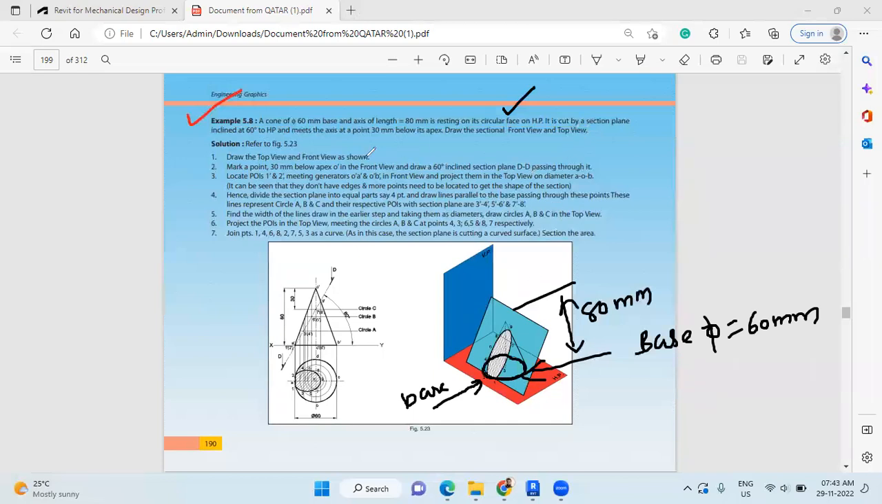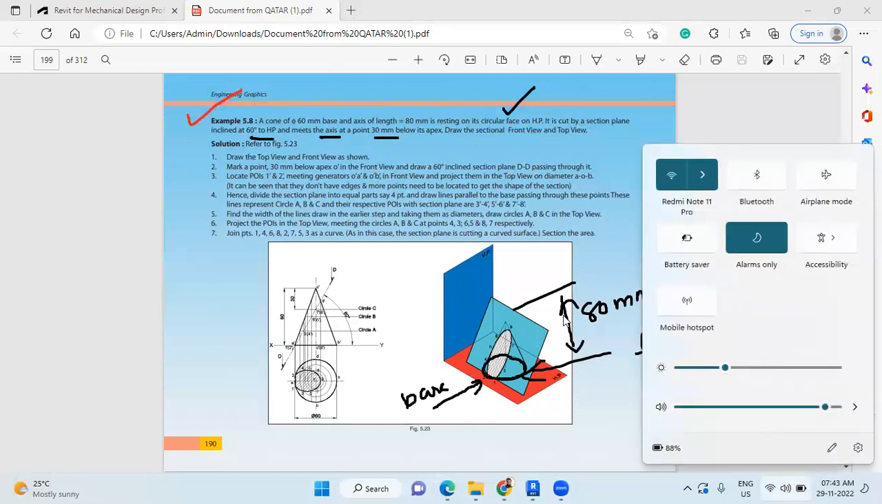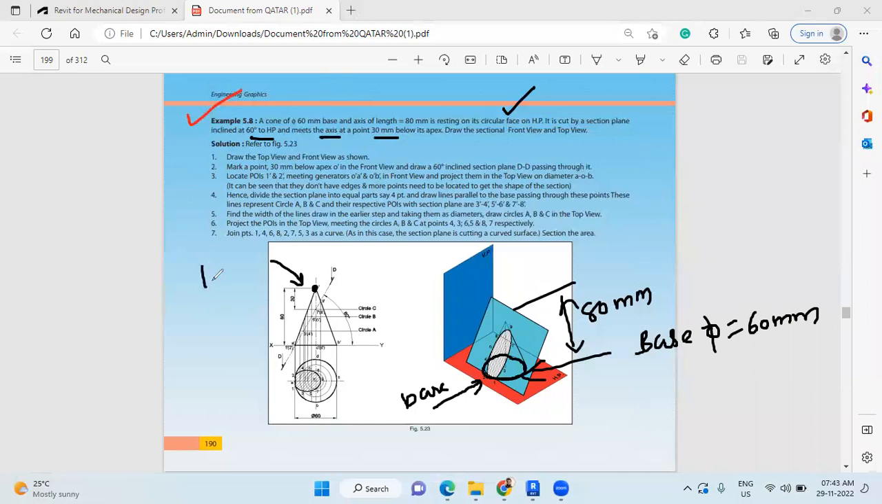It is cut by a section plane inclined at 60 degrees to HP and meeting the axis at a point 30 mm below its apex. What is the meaning of 30 mm below its apex? It's 30 millimeters below the top. So this is my apex point. Mark a point on the axis such that the distance from the apex to that point is 30 mm.